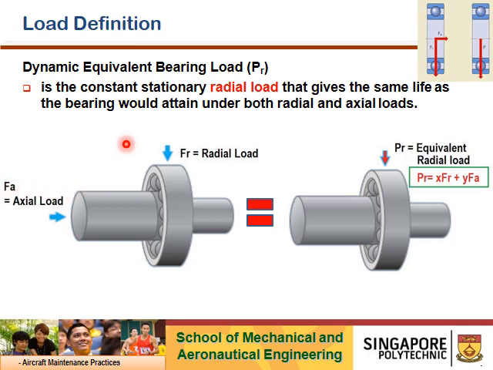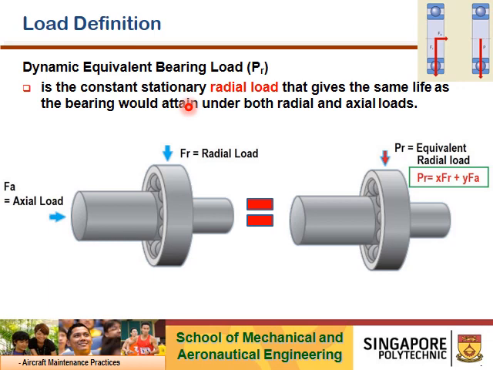So PR here refers to the dynamic equivalent bearing load. This PR normally, I would say, is your needs, your factory loading. I always use it as factory loading. That means it's your factory setting, and it's a constant stationary radial load that gives the same life as the bearing would attain under both radial and axial load. Okay, if it's a radial load, it's still PR. If it's a combination with axial load, it's also PR.